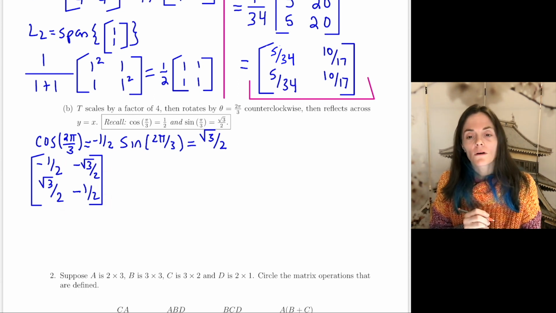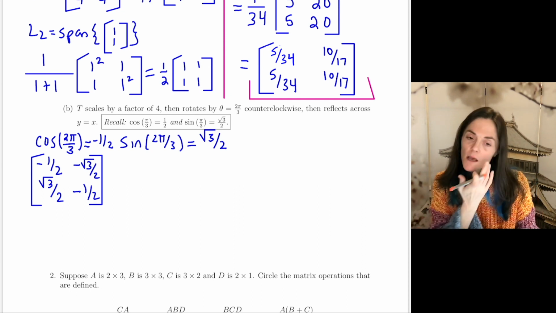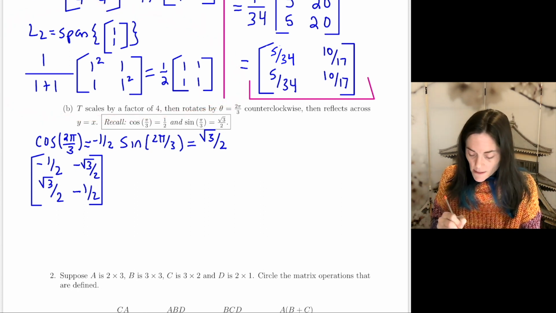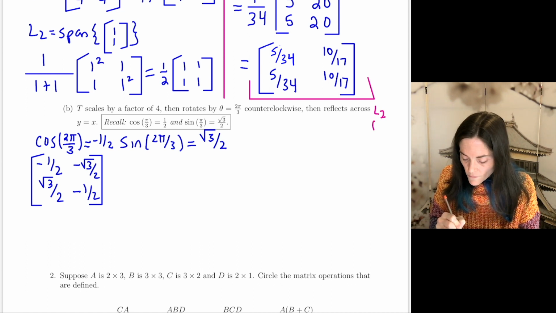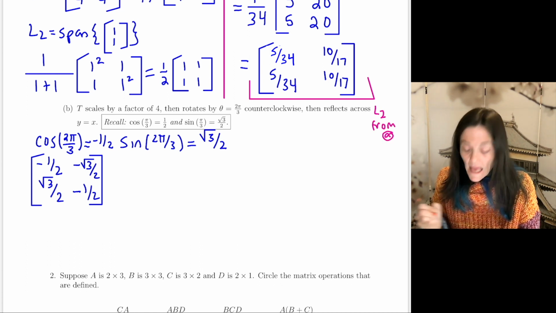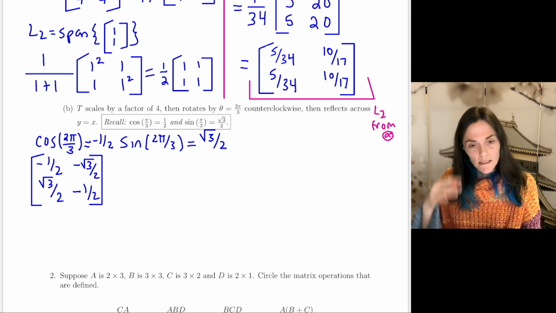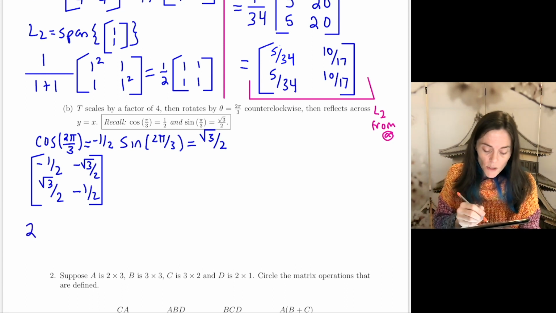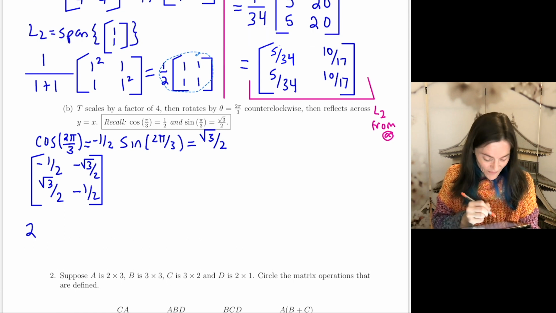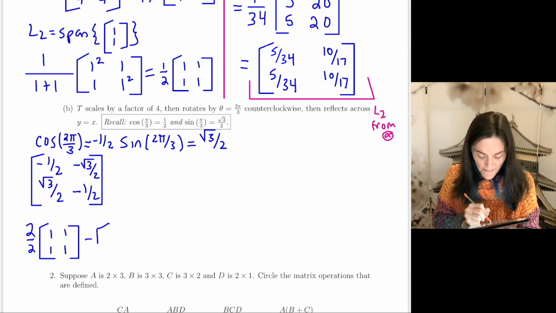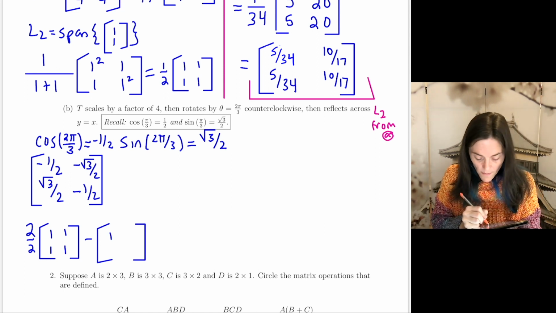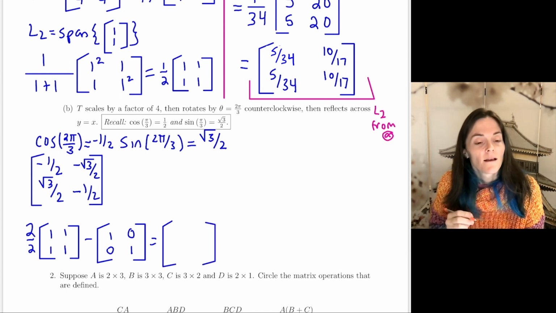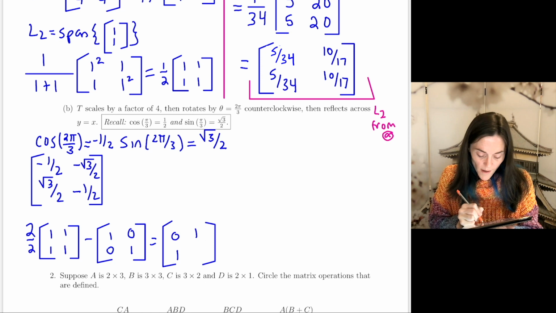Well, what about reflection across the line y equals x? You see here, this is the L2. Maybe I'll write this. This is the L2 from above. And so we've already calculated the projection matrix for this. It's a matrix of all halves. To get the reflection matrix, we take 2 times this matrix minus the identity. And when we do, you see what we get. We just get 0, 1, 1, 0.